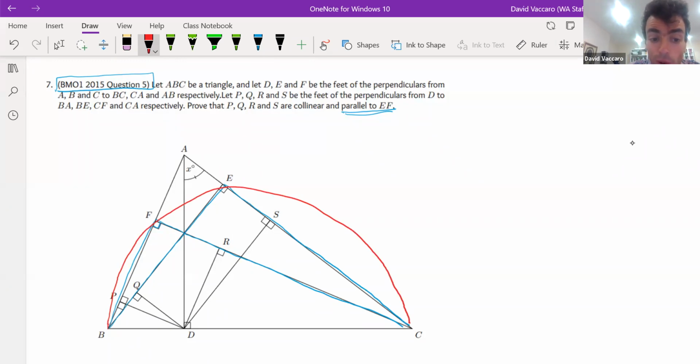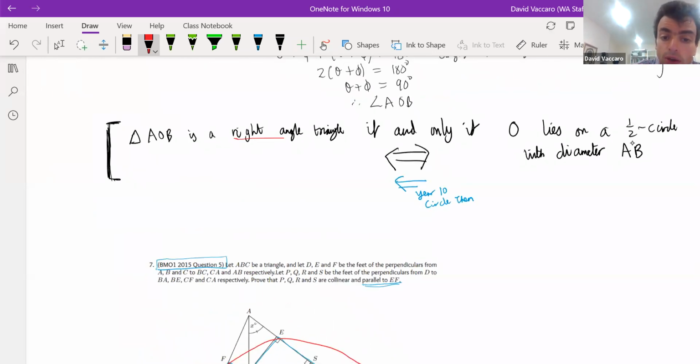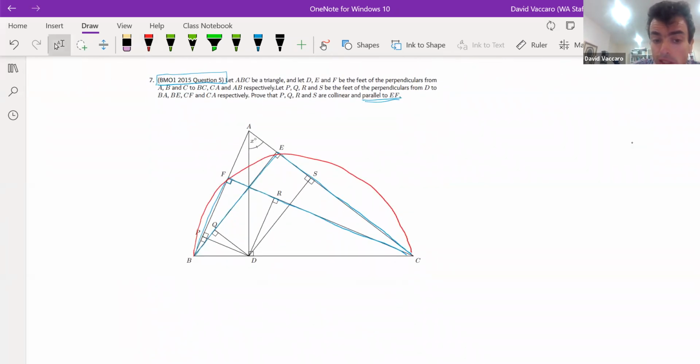Now, why does that result hold? Well, we've just seen earlier that whenever we've got a right-angled triangle, there's a semicircle, and we're using this forward result. So we're using the opposite of the Year 10 circle theorem. And it's kind of thematic that it's opposite, because we're using the opposite direction, we're drawing a circle that we didn't previously know was there. Okay, so what can I say? I can look at this angle CFE.